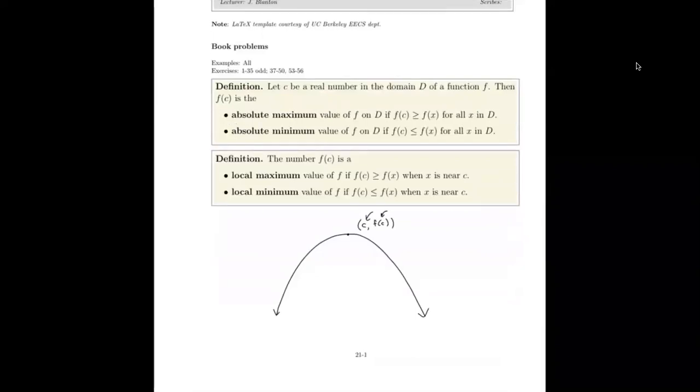Notice that this point has an output value, f of c, that's greater than any other point on the curve. If I put another point down here, x comma f of x, of course f of c is greater than f of x. It's above this y value down here. So that's the idea of an absolute maximum.